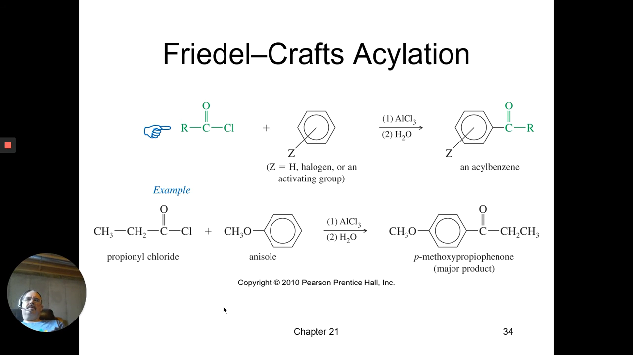Acid chlorides are also useful reagents for the Friedel-Crafts acylation. Okay, as long as we don't have anything more deactivating than a halogen on our aromatic ring, we can produce a phenylketone or acylbenzene. Okay, in this example, anisole is an activated ring. The methoxy group is activating. We get mostly the para product.